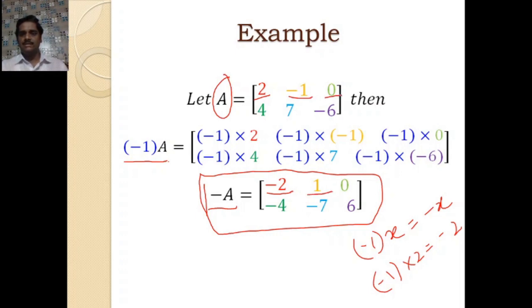0 is a neutral element, so the sign doesn't change. There is no change in sign. There is no sign actually, so it remains 0. 4 becomes minus 4. 7 becomes minus 7. Minus 6 becomes 6. This example is very important, I'm telling you, because we are going to use this in further topics. What do we call this?